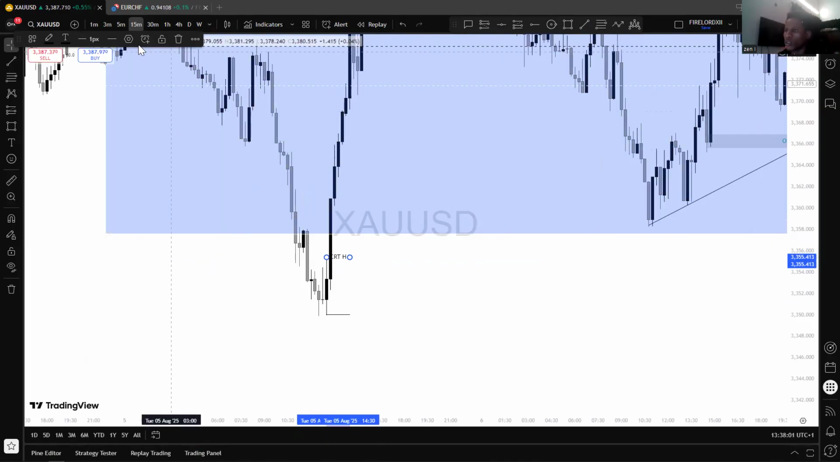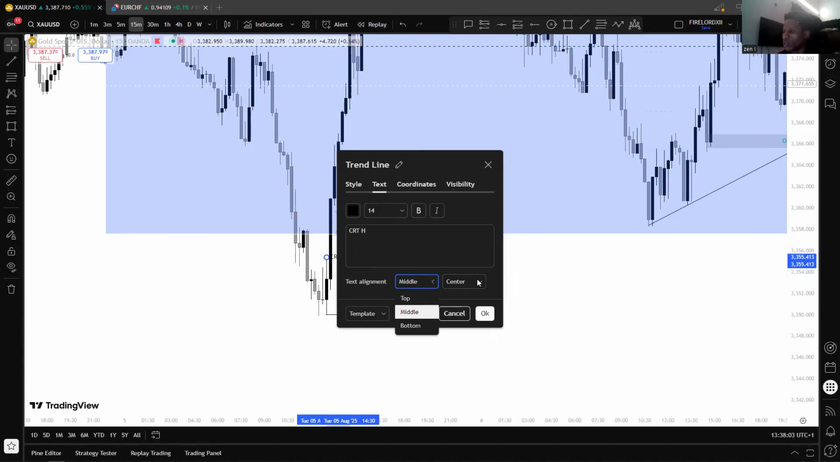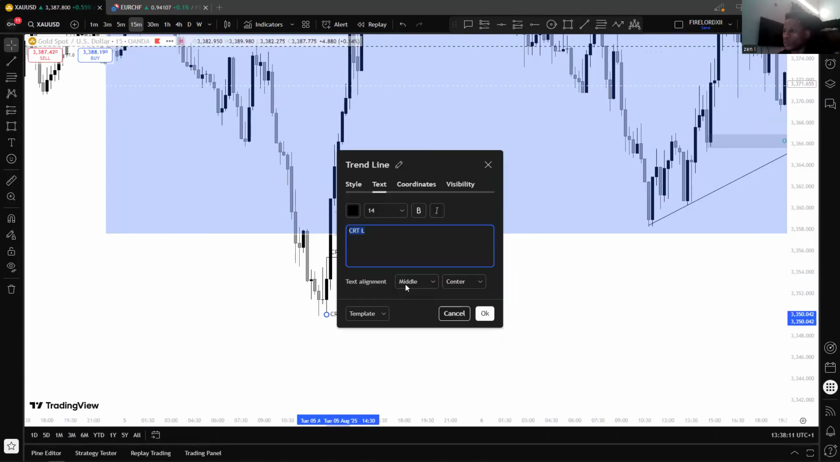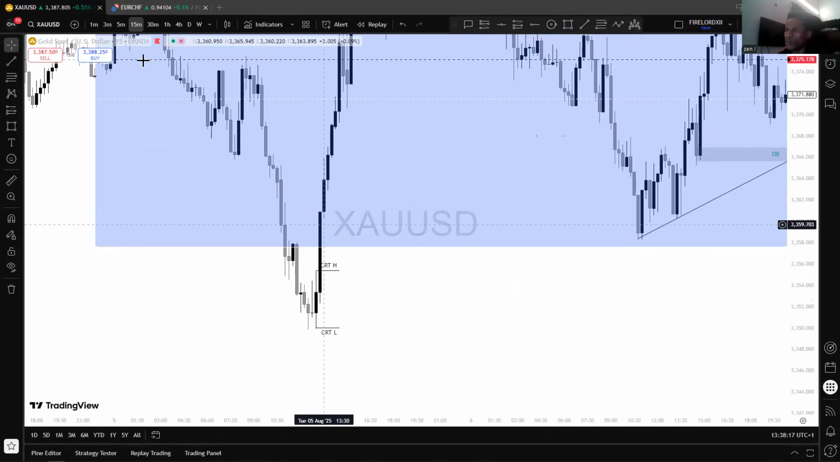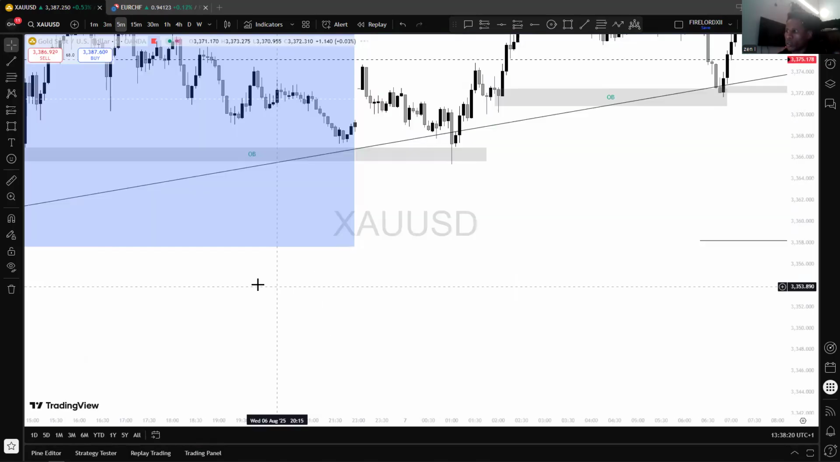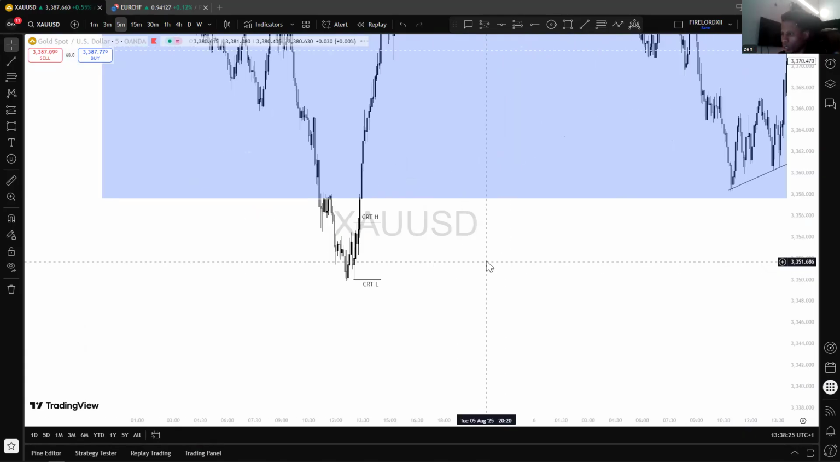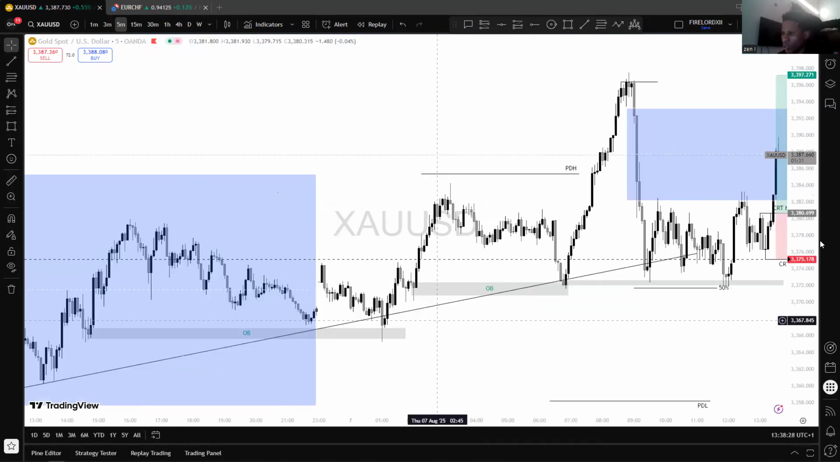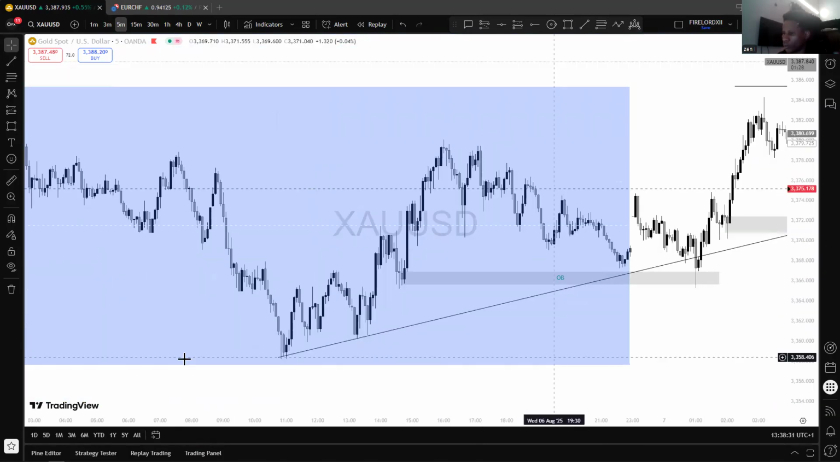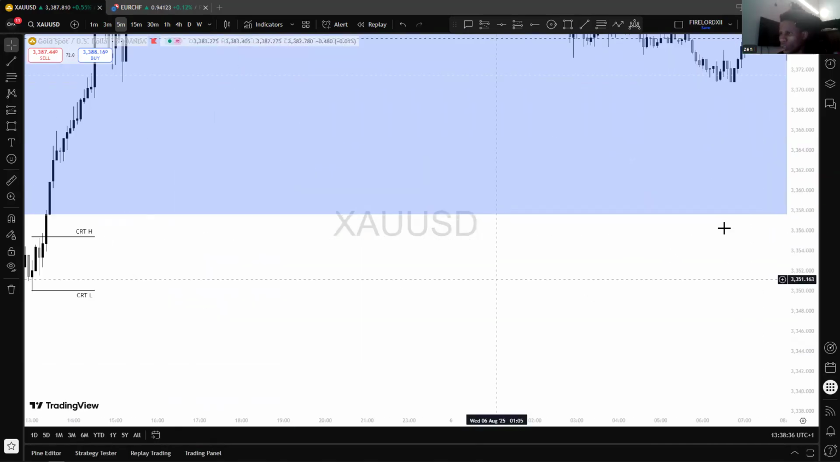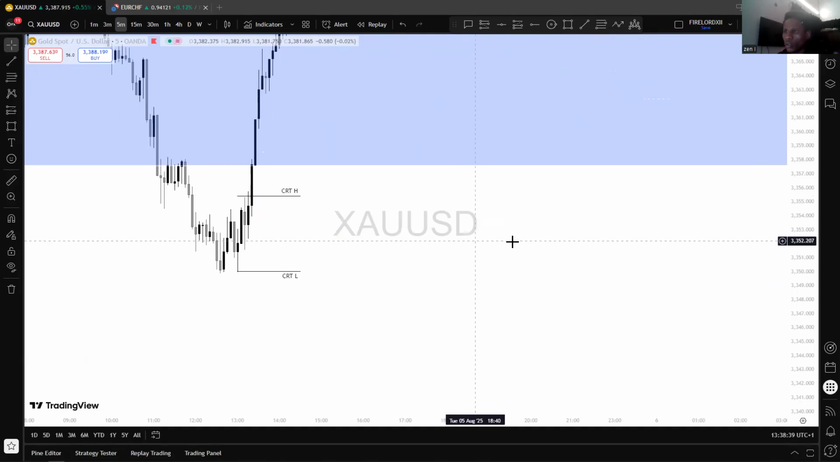Range high, range low. Now, we go to 5 minutes. I think yes, it was yesterday. It was yesterday we took this trade. How did we take this trade yesterday?